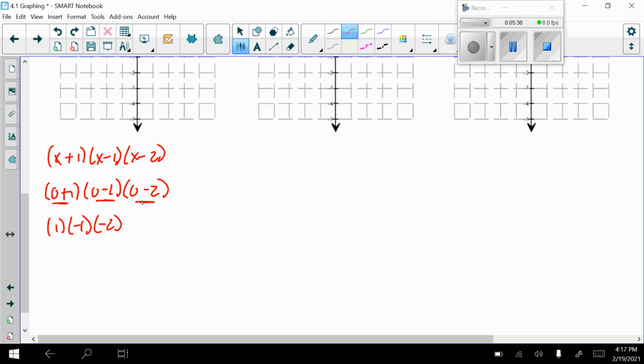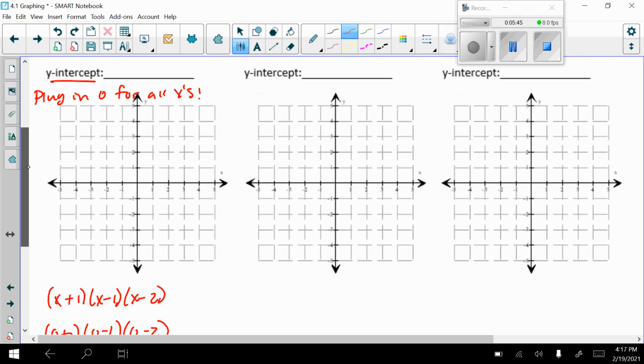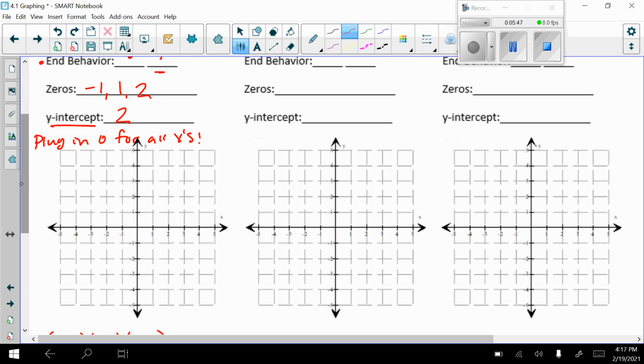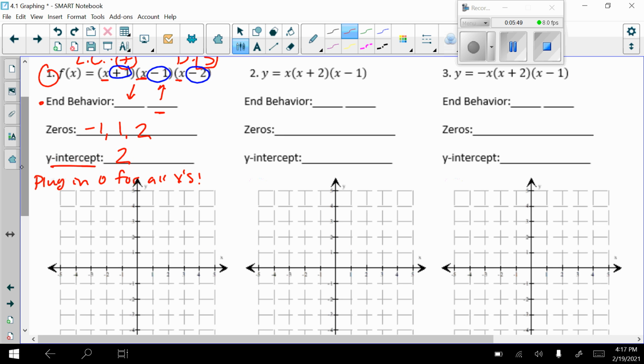So I'm just simplifying each of those things, and then I'm going to multiply this all out. 1 times negative 1 times negative 2, that's all positive 2. So that's what my y-intercept is. I can come up here and say that the y-intercept is at 2. All right. So now I got everything I need to graph this.